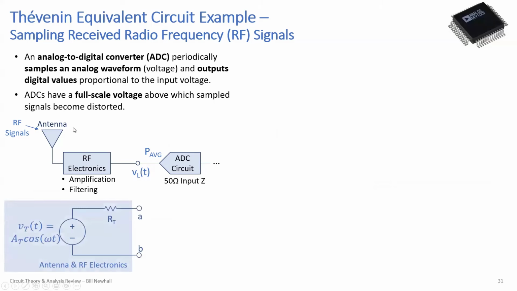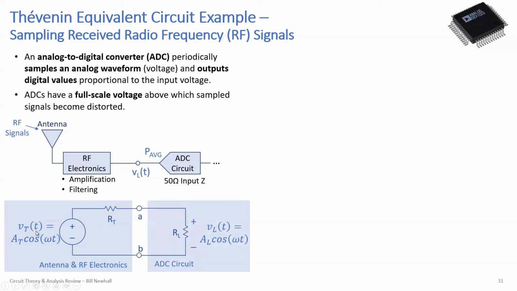So you can model this antenna and these electronics with a Thévenin equivalent, right? It's a linear circuit, and it behaves as if it was created using ideal voltage sources, dependent, independent, and resistors. Okay, so this is the antenna and electronics model. The ADC circuit can be modeled just as a resistor. It has a 50 ohm input impedance within a certain range of frequencies.